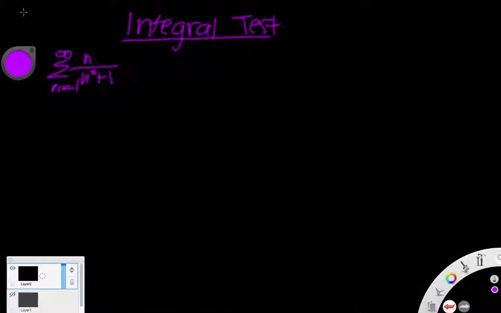Alright guys, so today we're going to be looking at the integral test, and I have an example for you from page 618 of the textbook. But before we go about solving this problem, we're going to talk about the pros and cons of the integral test.